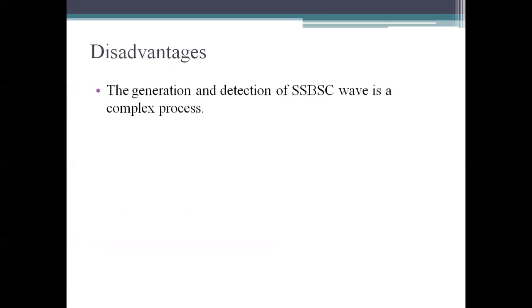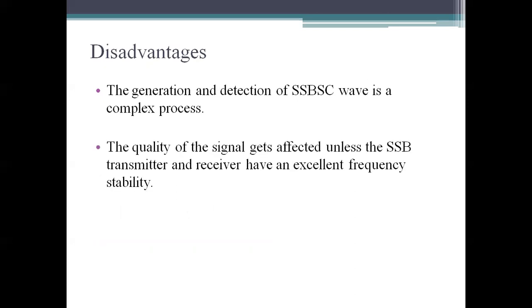Disadvantages: the generation and detection of an SSB wave is very complex because we are suppressing the carrier, and after that we are suppressing the sideband. So it will make the system very complicated to design. The quality of signals is affected unless the SSB transmitter and receiver have excellent frequency stability. If the transmitter and receiver used for SSB do not have good frequency stability, it is going to affect the nature of the SSB signal.